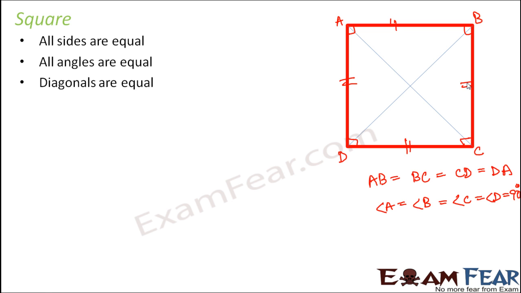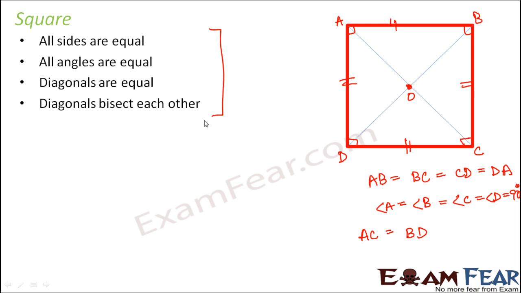In this case, diagonals are also equal, that is AC is equal to BD. Diagonals bisect each other, that means the diagonals intersect each other at their midpoints such that DO is equal to OB and AO is equal to OC. Now looking at the properties of a square, what do you think? How is a square like a rectangle? Is there any similarity between a square and a rectangle? This property is common between both of them.